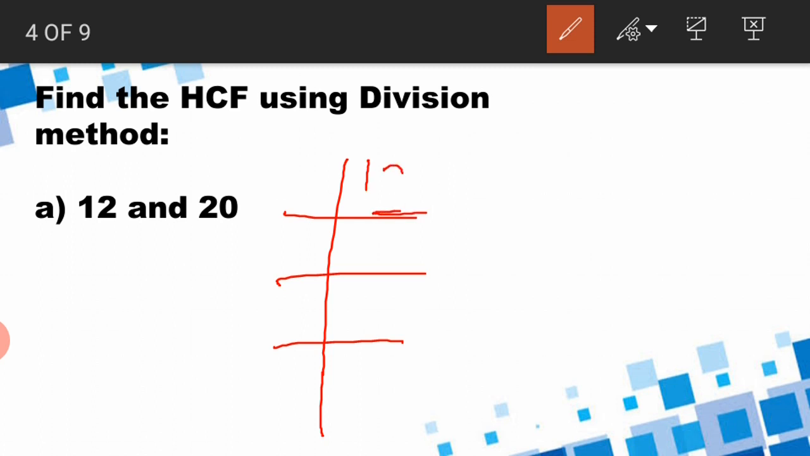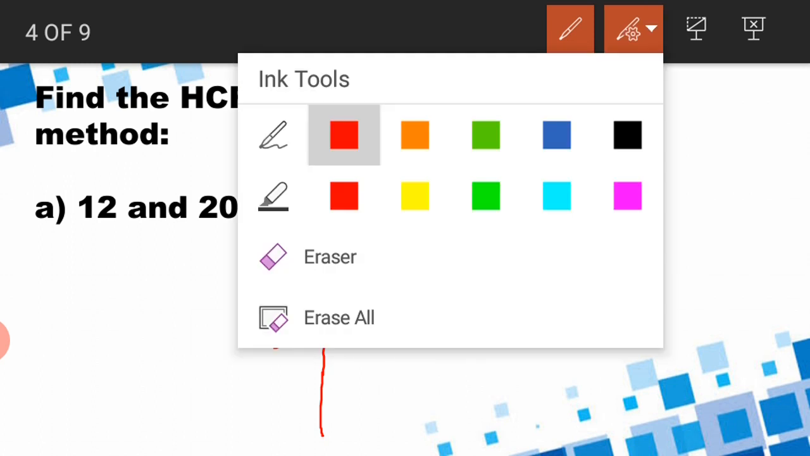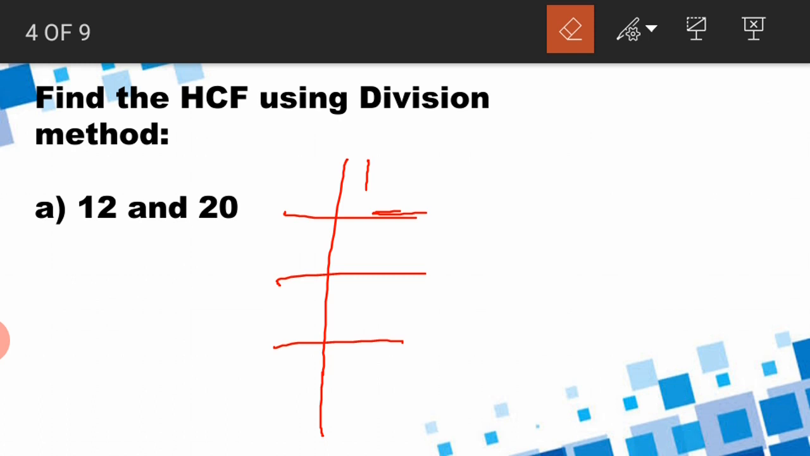So class, 12 is an even number and an even number is divisible by 2. 2 is the smallest prime number. Now class, 2 6s are 12. Now we have 6. 6 is also divisible by 2. 2 3s are 6. Now we have 3. 3 1s are 3... we have to divide till it reaches 1.